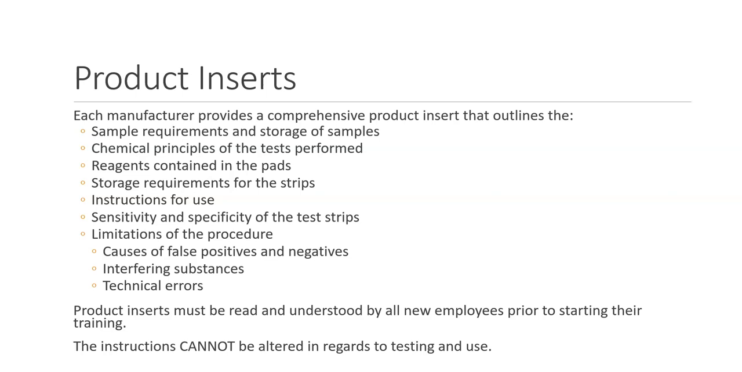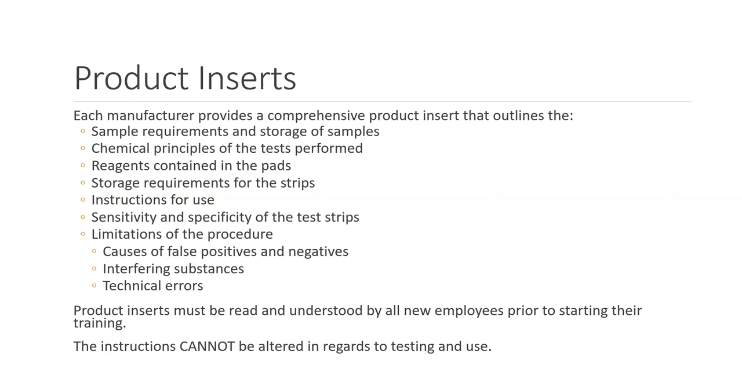the sensitivity and specificity of the test strips, and of most importance to me whenever I'm reading a procedure is what are the limitations of the procedure? What are things that can cause false positive and false negative results? What are interfering substances that can also interfere and produce inaccurate results? And what are some technical errors that I need to be aware of so I don't mess up the test?